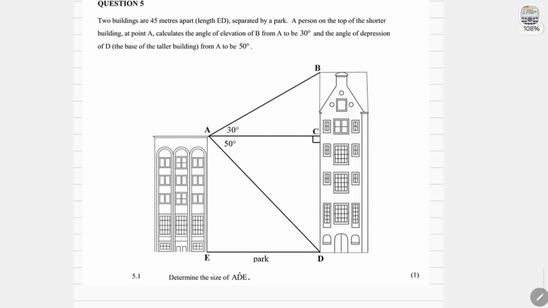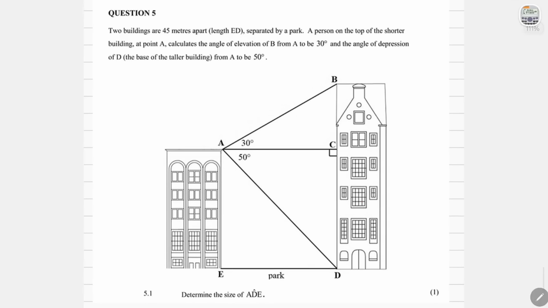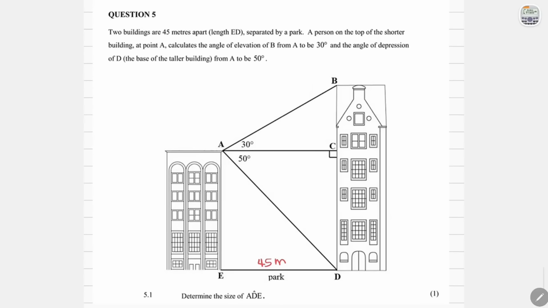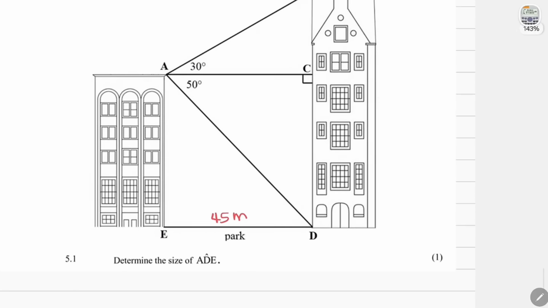Question 5 says, two buildings are 45 meters apart, and that is length ED. They didn't really put that down on the diagram, so we need to put it down. This is 45 meters apart, and they say separated by a park. A person on the top of the shorter building, so somebody here at point A, calculates the angle of elevation of B from A to be 30 degrees, okay? And the angle of depression of D, the base of the taller building, from A to be 50 degrees. Okay, so you can see the diagram that we have.